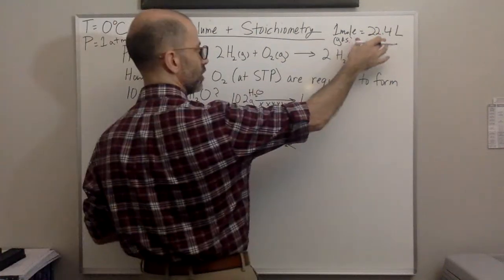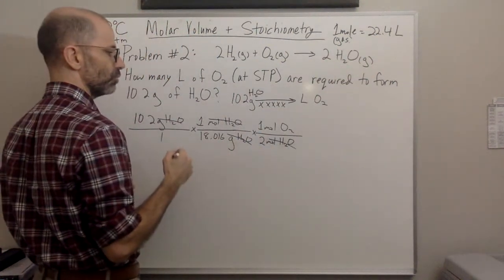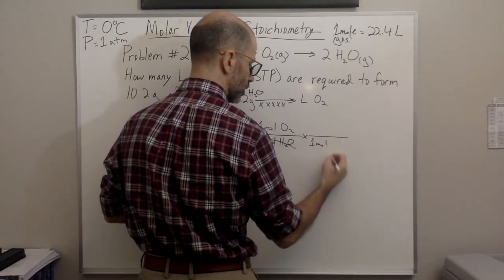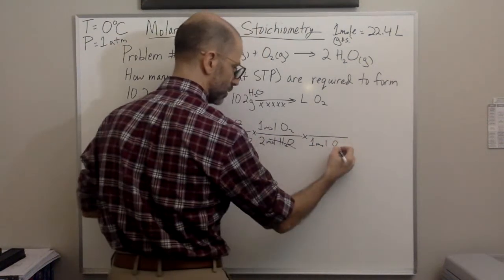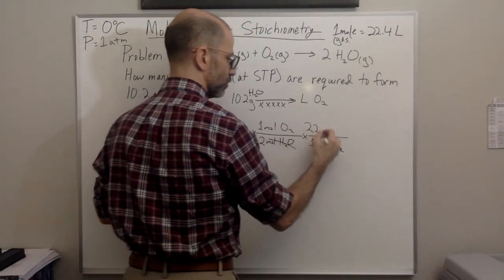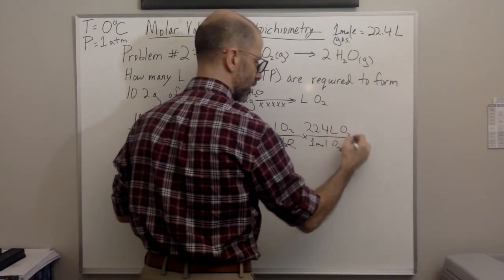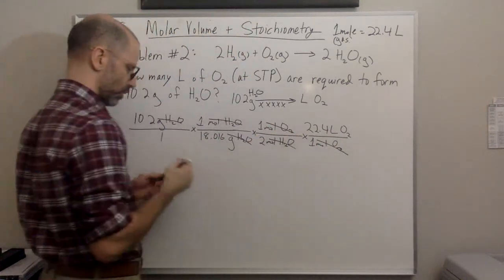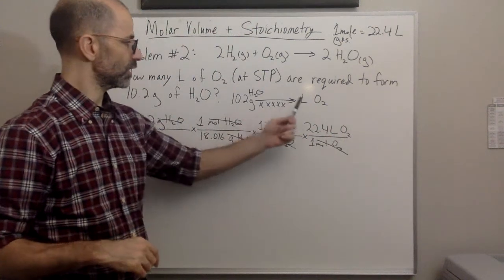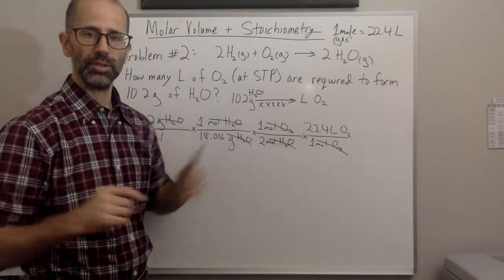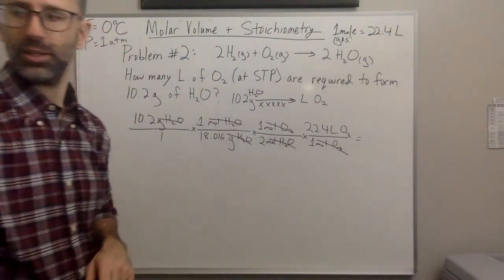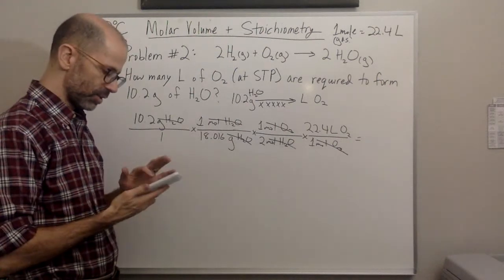Now I can use the molar volume. So now I'm going to put 1 mole of oxygen on the bottom, and I'm going to put 22.4 liters of oxygen at the top. Moles of oxygen cancel out. Now I have liters of oxygen, which is what they're asking for. I am done with the problem, and now all I need to do is calculate using my calculator.